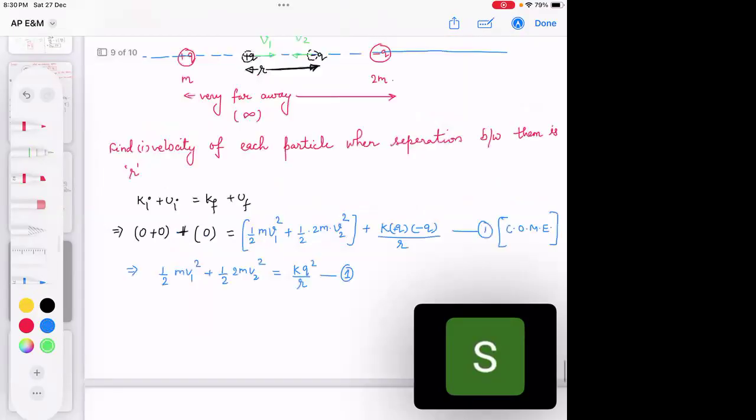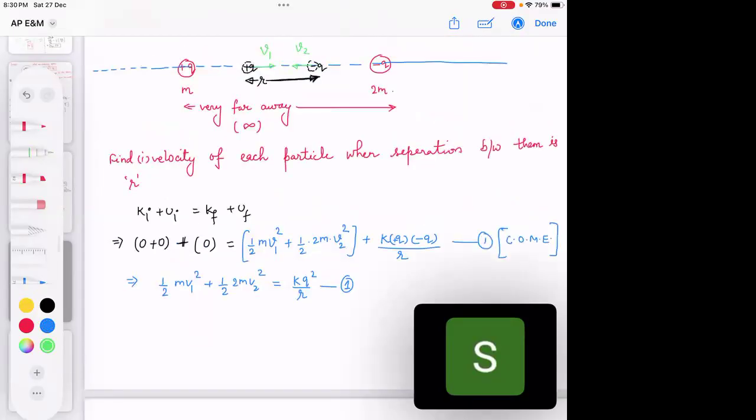Yes, sir. Do I need one more equation? So please tell me from where I'm going to bring the second equation. Now, look at these two particles. Are they applying exactly equal and opposite force on each other? Yes, sir. So, can I say that the net force acting on the system is zero? System means both particles together as my system. So, the net force acting on the system is zero.